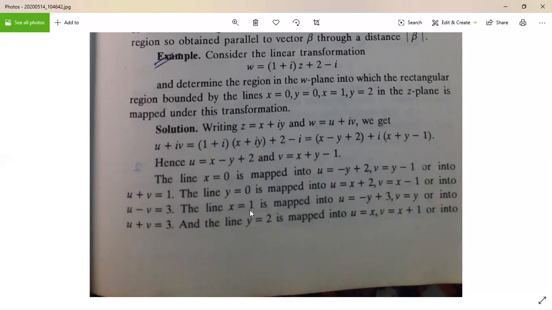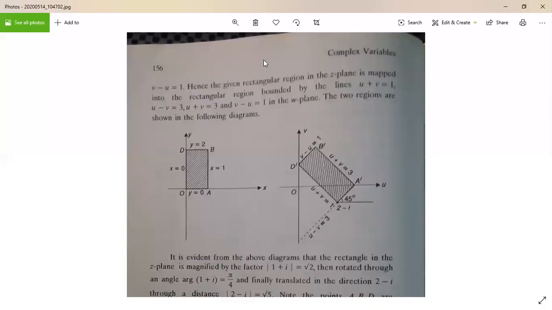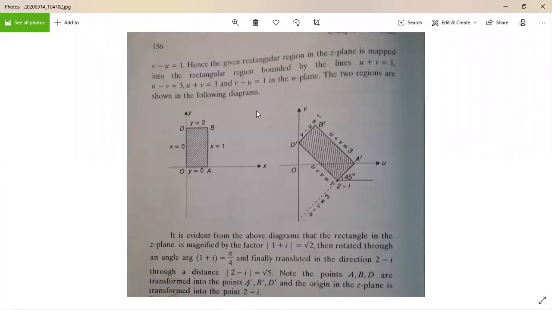Similarly, x equals 1 is mapped into the equation u plus v equals 3, and y equals 2 is mapped into the equation v minus u equals 1. Hence, the given rectangular region in the z plane is mapped into the rectangular region bounded by the lines u plus v equals 1, u minus v equals 3, u plus v equals 3, and v minus u equals 1 in the omega plane.